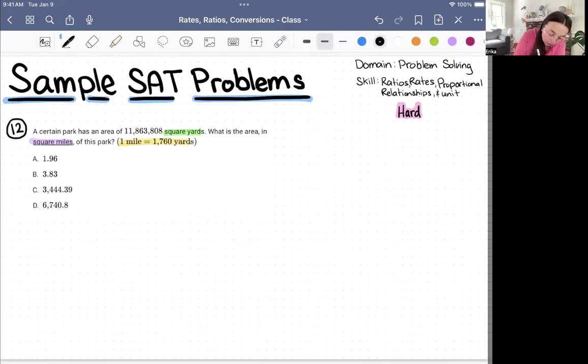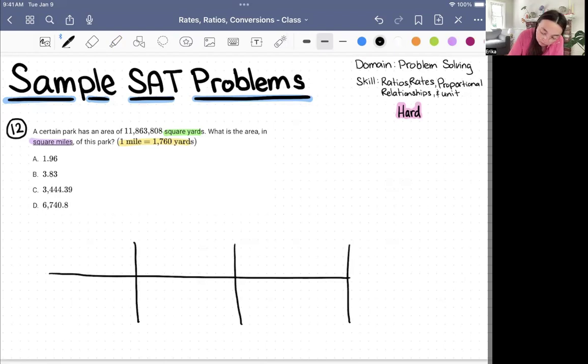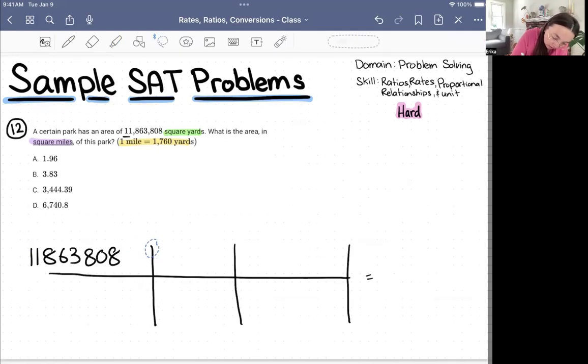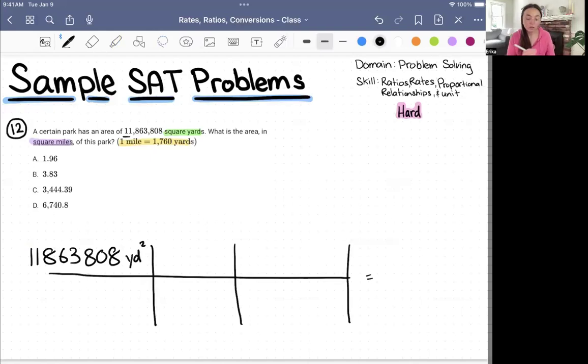A conversion train is really popular in chemistry class. I don't know if you guys have taken chemistry yet, but you'll see it in chemistry class. Very important to do, especially when you're converting moles specifically. So we're going to start with our 11 million number here. Uh-oh, I don't have enough space for my units. And it's going to be yards squared. Okay, so now we want to convert this all the way to square miles.